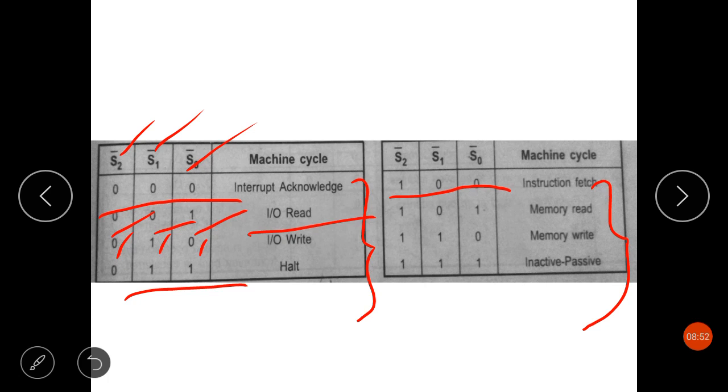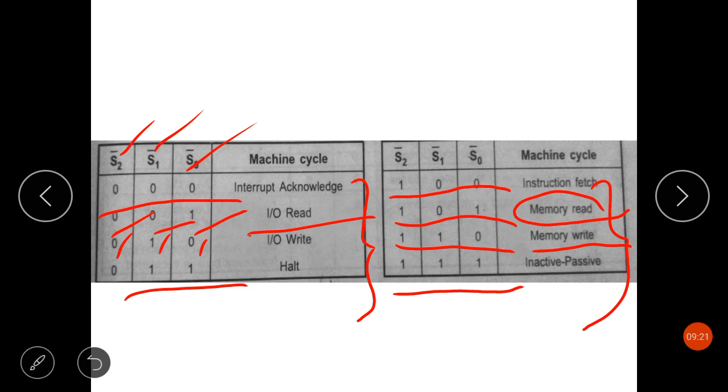If the status of S2 bar, S1 bar and S0 bar is 1, 0, 1, then the memory read bus cycle is being executed. For the memory write bus cycle, what will be the status? 1, 1, 0 will be the status of S2 bar, S1 bar and S0 bar. And if all 3 are 1, it means the microprocessor is in inactive state.